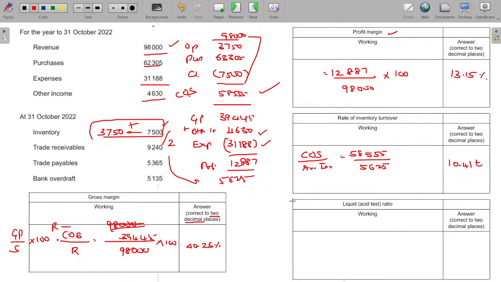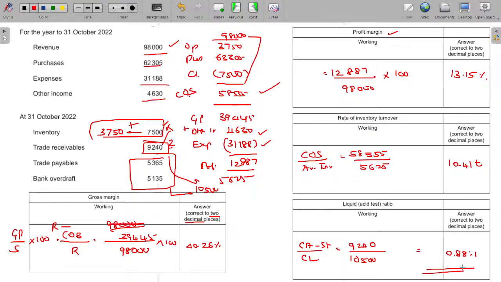In case of the liquid acid test, we'll remove the inventory. In the numerator, current assets minus stock, inventory. In the denominator, you have to consider the current liabilities. So you remove this, meaning you take only trade receivables, which is 9,240. In the denominator, current liabilities: trade payables and bank overdraft both will be considered as current liabilities. This is 10,500. Then the ultimate value is 0.88 is to 1.